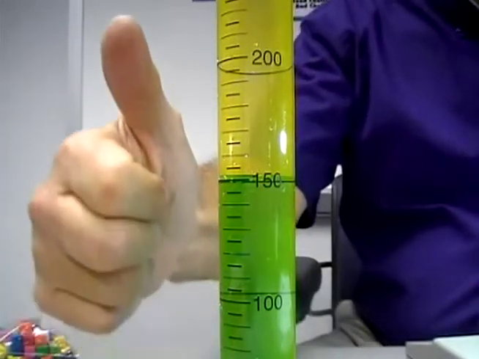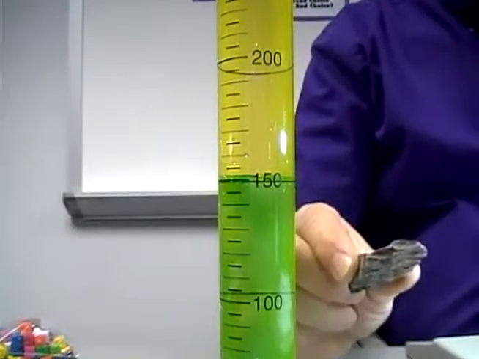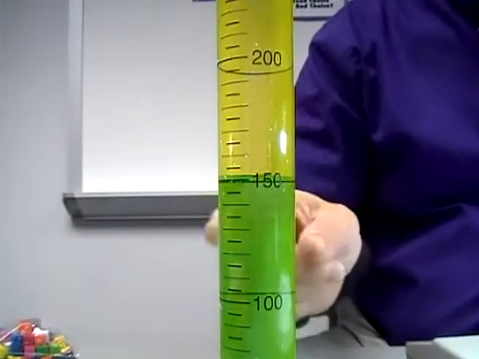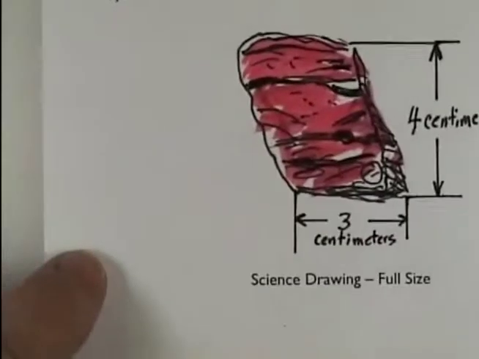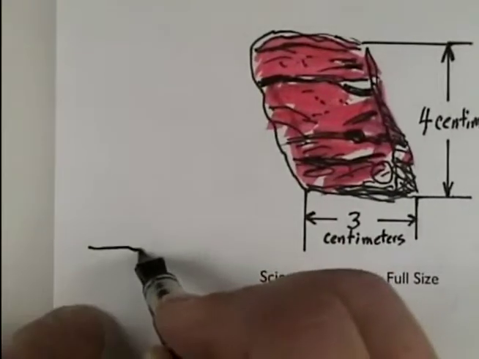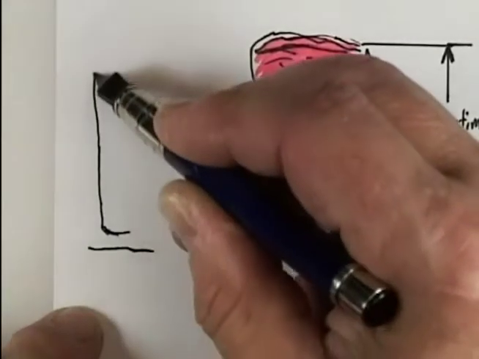Is the level going to go up? Or is the level going to go down? Make a prediction. As I put this rock in here, it's at 150 now. I'm going to draw that for you. Right now it's 150, so here's my graduate cylinder.